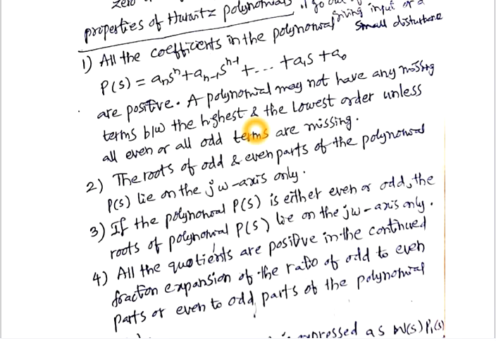If a few terms are missing, all those terms should be either even or odd, right? So that is the first condition. It has two points. One point is that all the coefficients should be positive, and also there should not be any missing terms between the highest and lowest degree. If they are missing, all those missing terms should be either even or odd, right? If you see examples, it will be very clear.